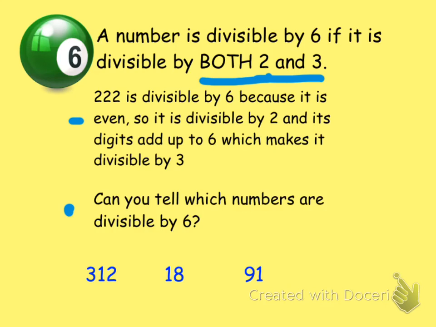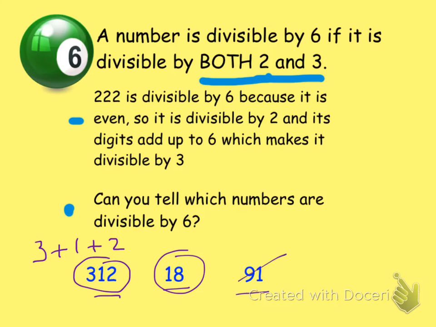First thing that I do, I check to see if it's an even number. So right away, 312, even number. Now let's do the rule for 3. Add up the digits. 3 plus 1 plus 2 equals 6. Hey, that's divisible by 3. So that whole number is divisible by 6. 18 is even, and we know that 6 easily goes into that. So yes, that works. And 91, right away, it's not an even number. Therefore, it would not be divisible by 6. Has to be both 2 and 3.